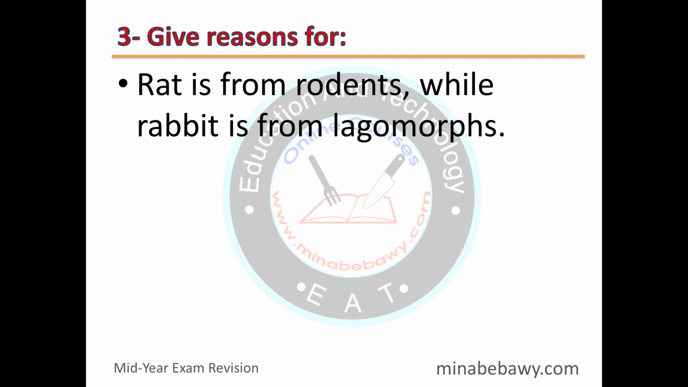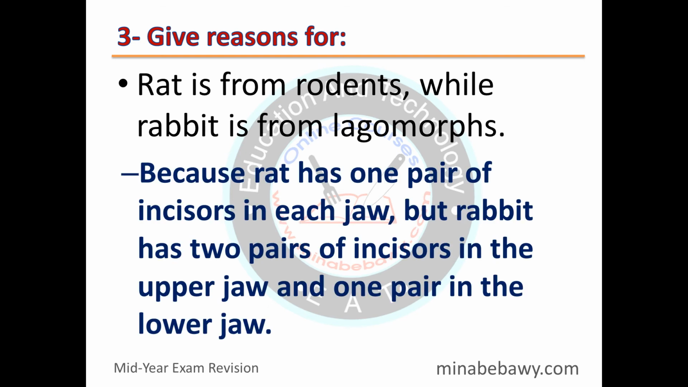Rat is from rodents, while rabbit is from Lagomorpha, because rat has 1 pair of incisors in each jaw, but rabbit has 2 pairs of incisors in the upper jaw and 1 pair in the lower jaw.